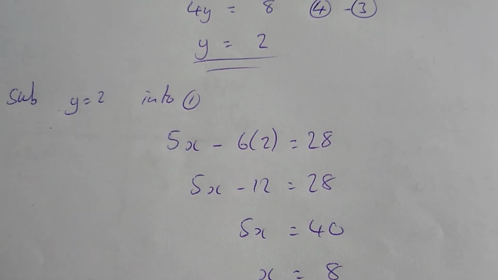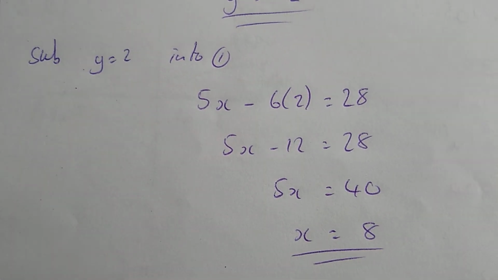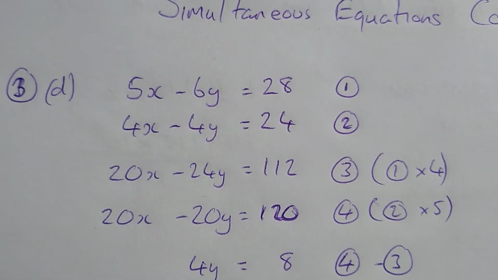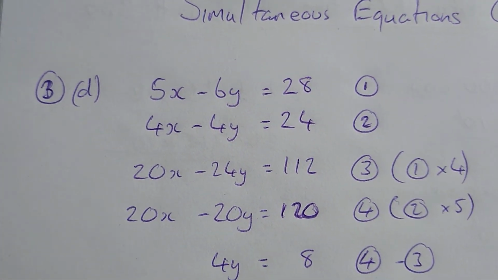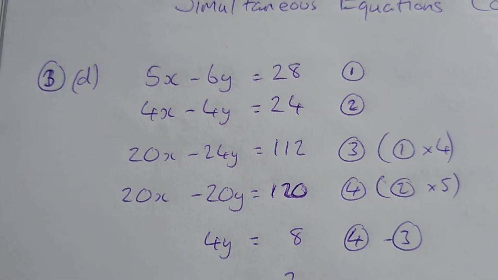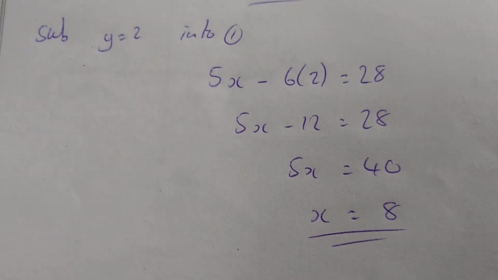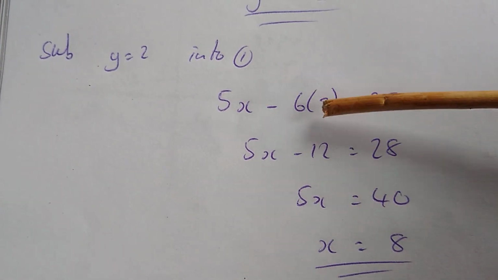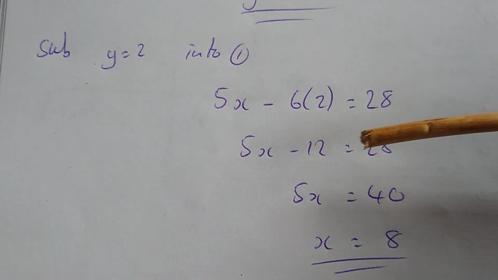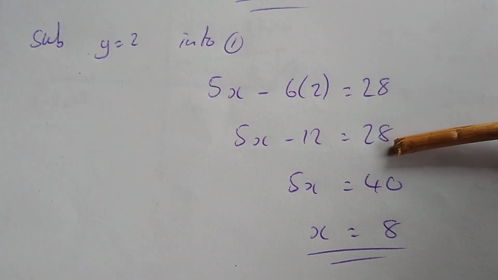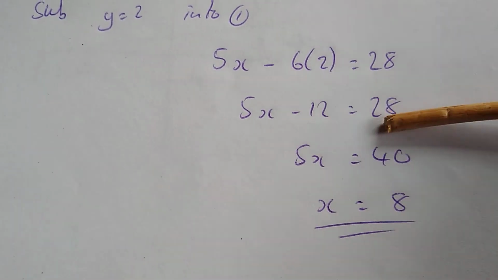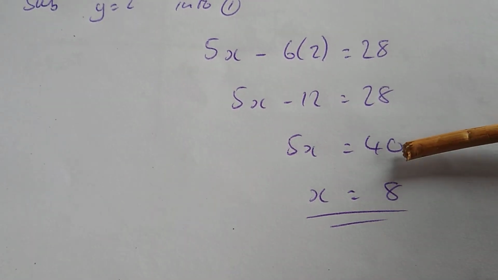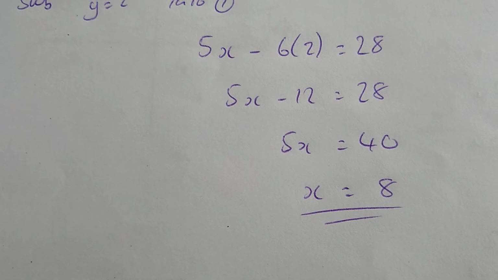Right, next step. So we know the value of y is 2. I'm going to substitute that back into equation 1. I could pick equation 2 if I wanted to, but I'm going to substitute it into equation 1. So 5x minus 6y, well I know y is 2, so 5x minus 6 2's equals 28. So 5x minus 12 equals 28. Add 12 to both sides of the equation, 5x equals 40, x equals 8.